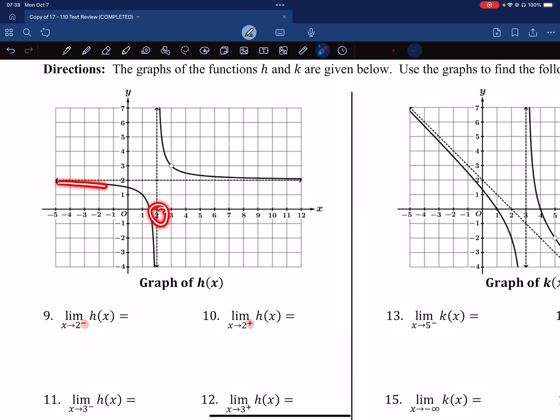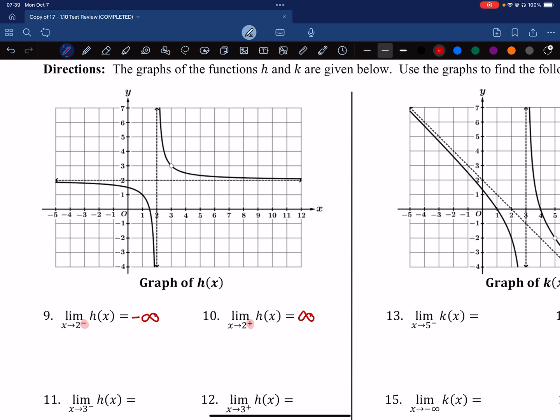So if I'm approaching it from the left side, notice that the graph is going down. Since it's going down, it's going towards negative infinity. If we want to approach 2 from the right side, if I'm approaching it from the right side towards 2, it's going up, so it's going towards positive infinity.